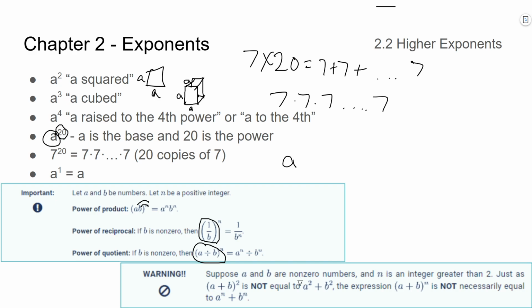All right, but a warning right here that it does not distribute in the traditional sense of distribution. So if we have a plus b, we cannot distribute that squared to a and b. So it would not be a squared plus b squared. That would not work. So we cannot do that.